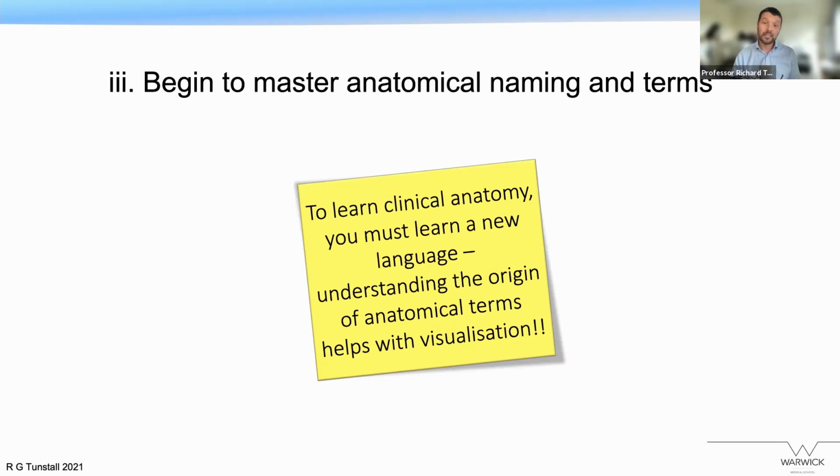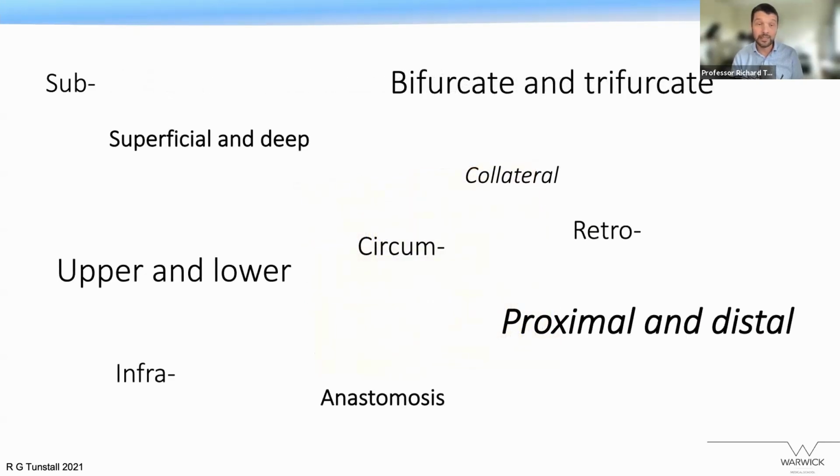Understanding the origin of some of these anatomical terms will help you understand what they mean, and it will help you to visualize the anatomical structure that has that term applied to it. Here's just a few examples of some of the core terms that you really should get used to in the very early weeks of your study. So terms such as sub, upper, lower, proximal, distal, the term anastomosis here at the bottom. These all have specific meanings, and they can be applied across multiple different anatomical structures.